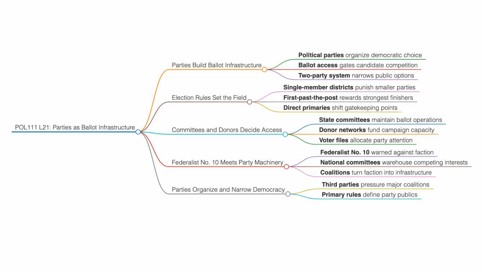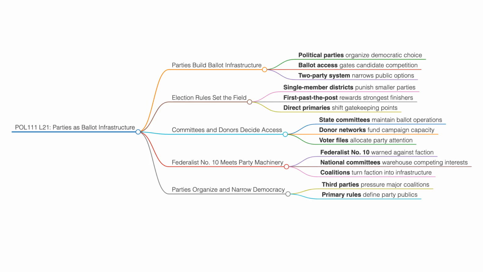Political parties are not mentioned as governing branches in the Constitution, yet they sit at the entrance to nearly every major office. They recruit candidates, run primaries, write platforms, raise money, distribute voter data, train volunteers, negotiate ballot access, coordinate messages, and organize Congress after Election Day. They function as the organizational roadbed under modern elections.